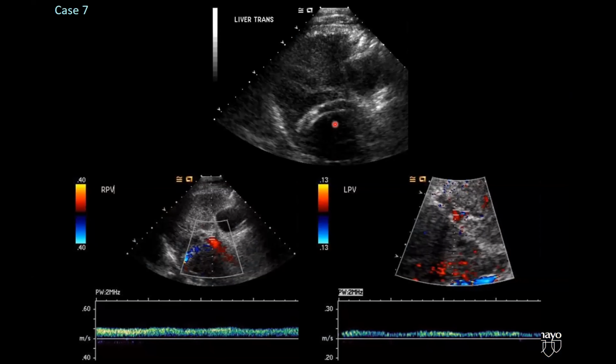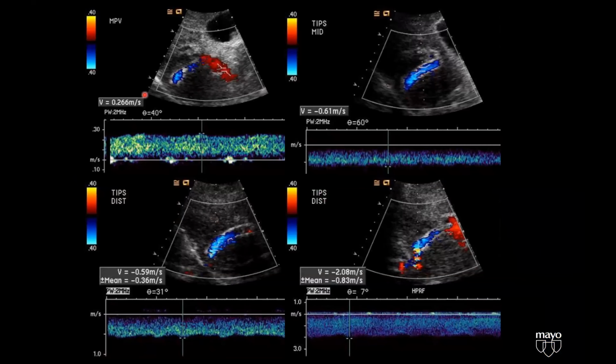Okay, next case. Here's our TIPS. It's patent, but it's not decompressing flow. Right portal vein is pedal, left portal vein is pedal. It's going towards the transducer, so it's not decompressing the flow. Let's look at the TIPS. The velocity here is 27. Oops, that's too low, less than 30. We go to the mid portion of the TIPS at 61, not my 90 to 100 number, so I've got another nail in the coffin here.